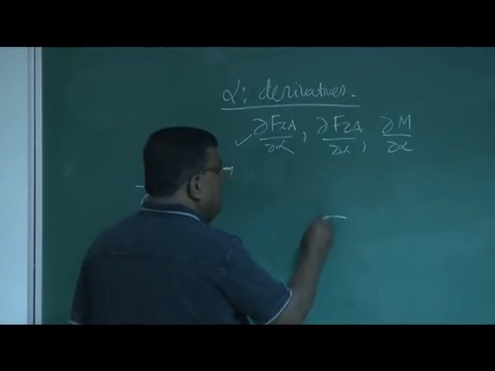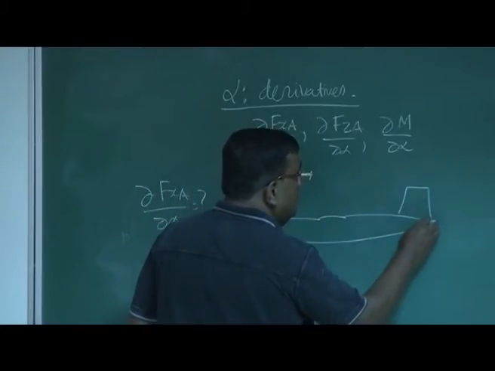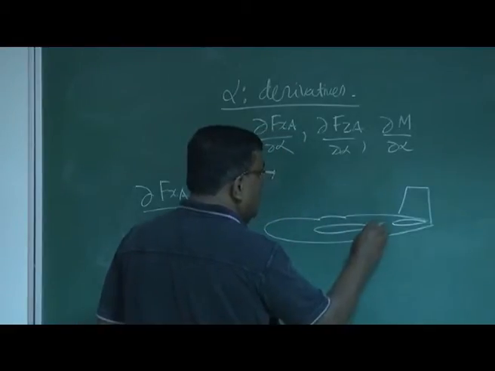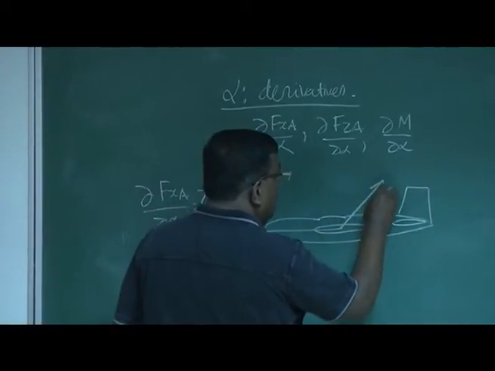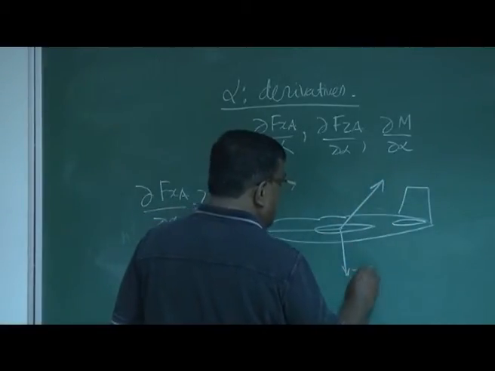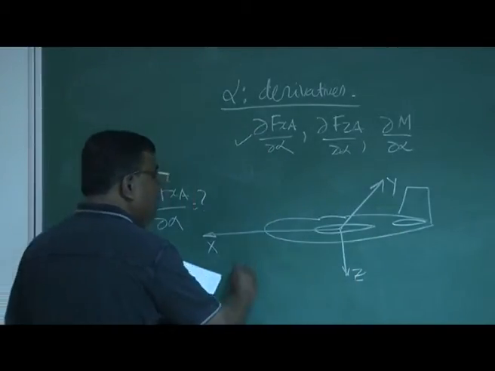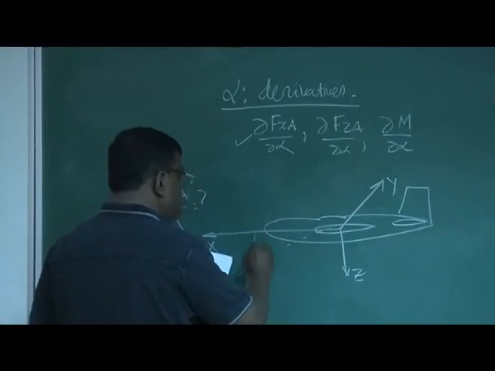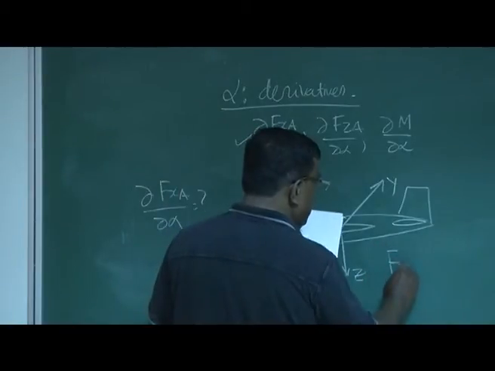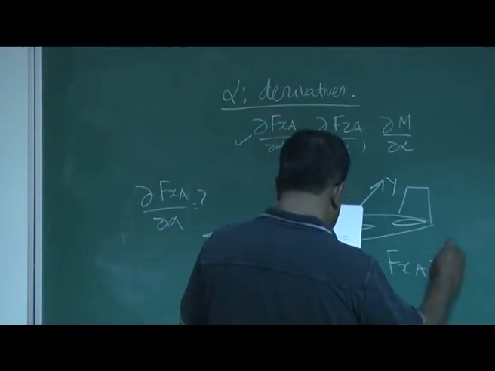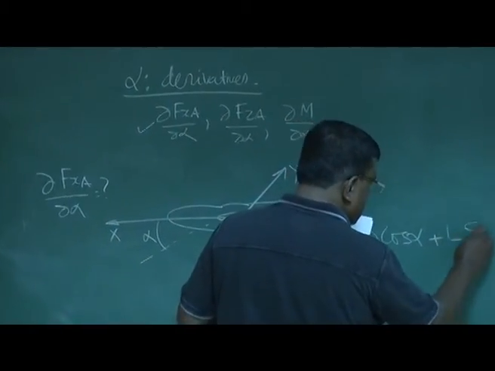Let us draw an aircraft. Let this be the axis system, and let there be an alpha. Okay. So what is Fxa? Right. What is Fxa? Fxa will be minus D cos alpha plus L sin alpha.